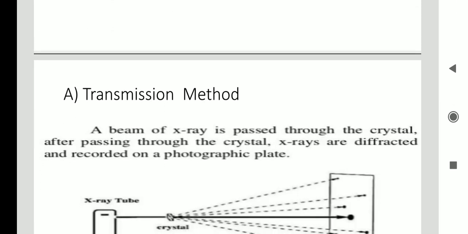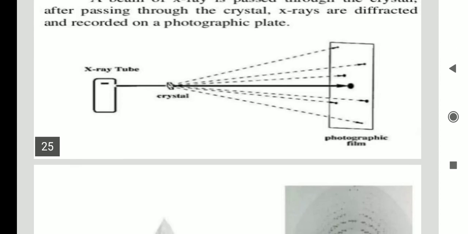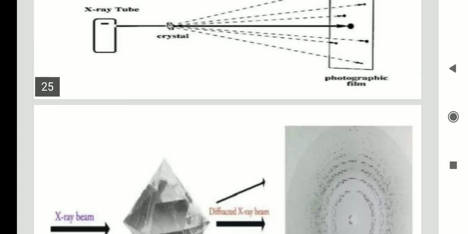So here, what is the transmission method? A beam of X-ray is passed through the crystal. After passing through the crystal, X-rays are diffracted and scattered, and recorded on the photographic plate. Here, few of the X-rays are transmitted through the crystal, the single crystal. So whatever X-rays are transmitted through the single crystal are exposed on a photographic film. So this is the photographic film, and the rays are exposed through the crystal to the photographic film.